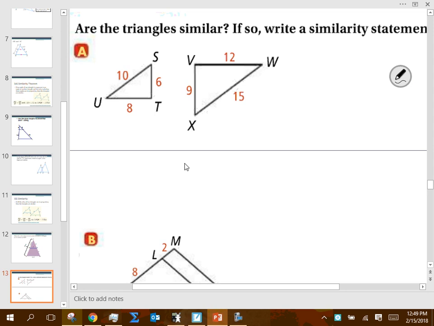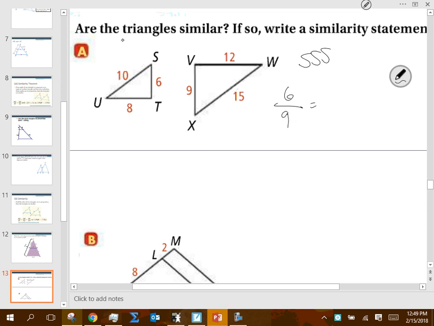Okay, I'm going to multiply 10 by the same thing to get 15. I'm going to multiply 6 by the same thing to get 9. I'm going to multiply 8 by the same thing to get 12, right? Okay. So always when doing side, which might even be the easiest similarity postulate, is to simply take the smallest side over here. What's the smallest side over here? 6. Compare that to the smallest side over here, which is 9.